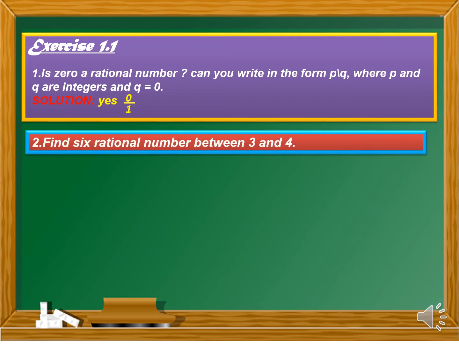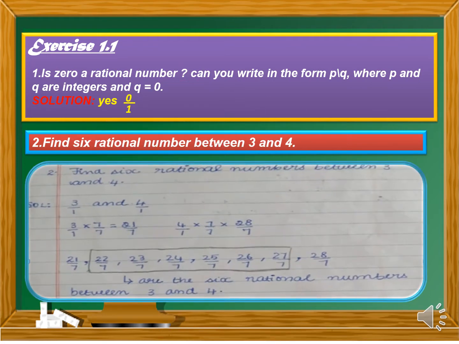Next, find 6 rational numbers between 3 and 4. In the previous video we have seen 1 and 2. Here it is 3 by 4, and for finding rational numbers there are two methods, and the second method is easy, so I am going to take the second method. Solution, 3 by 1 and 4 by 1. Integers can be converted into rational numbers by adding 1 as the denominator, so I have done the same here.